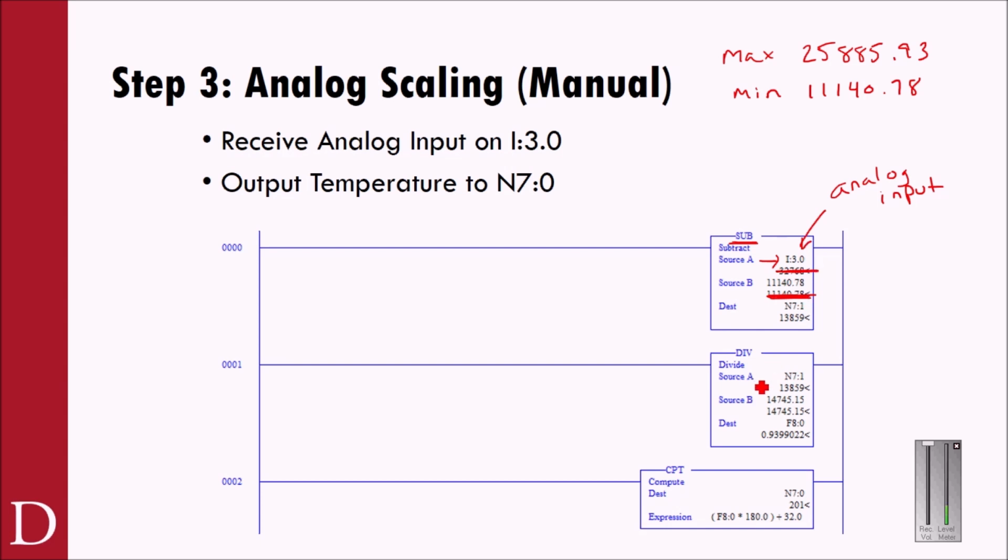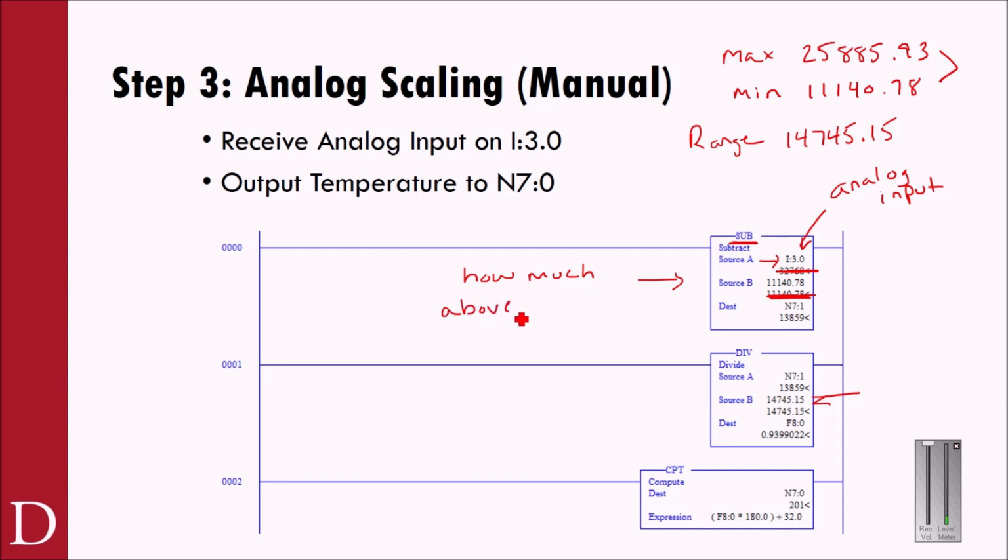Now you'll notice this number here, 14,745. What is that? If you look at it, that's the difference between these two. The range I have between these two is 14,745.15. That's the range between these two numbers. So that's my maximum scale between freezing and boiling water. It's a range of 14,745. So what I've done here is this tells me how much above minimum I am.